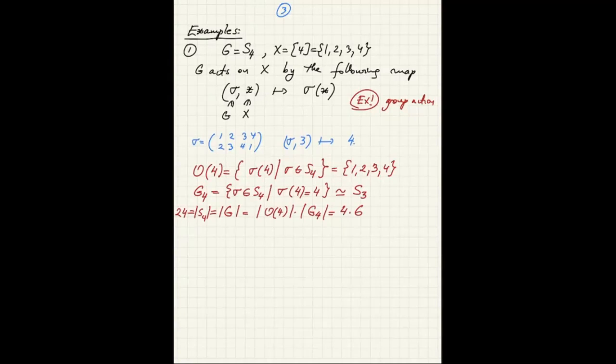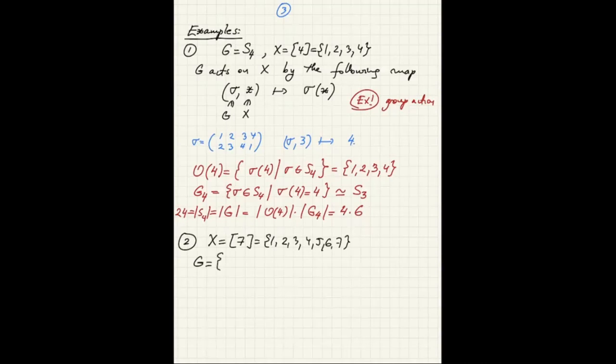Okay, so that was a simple example. Let's do another one, a little bit more involved. So here, let's take the set X to be the set of 7 elements, 1, 2, 3, 4, 5, 6, 7. And let's take as a group G.